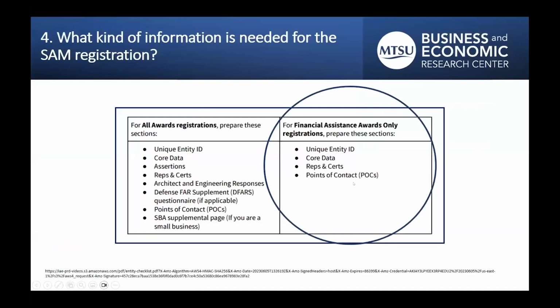So what kind of information is needed for the registration? So as you can see, you have 2 different types of awards. One is for all awards, and one is just for financial assistance. And for the purposes of the USDA grant and loan program, the financial assistance awards only is sufficient. And should you later decide that you want to bid on government contracts, you can always go back and then later fill out the necessary documents for that.